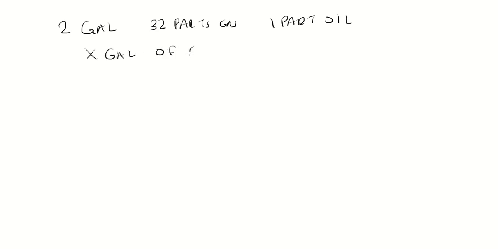So right now we have 2 gallons. There's 32 parts gas, 1 part oil. We're going to add X gallons of gas, so we're going to have 2 plus X gallons of the liquid, but then we want 40 parts gas and 1 part oil.